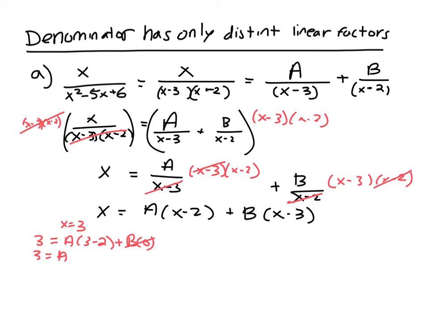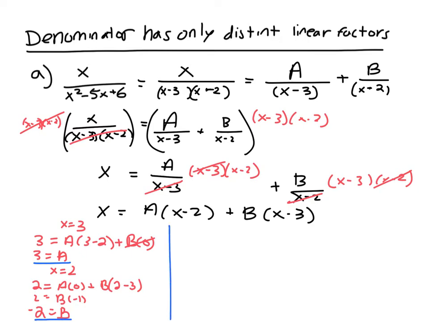So a equals 3. And then to find b, I could plug in x equals 2. Then I'd have 2 equals a times 0 plus b times (2 - 3), so b times negative 1 equals 2, so b equals negative 2. Okay, so that got me results, right? I found what b is and what a is.